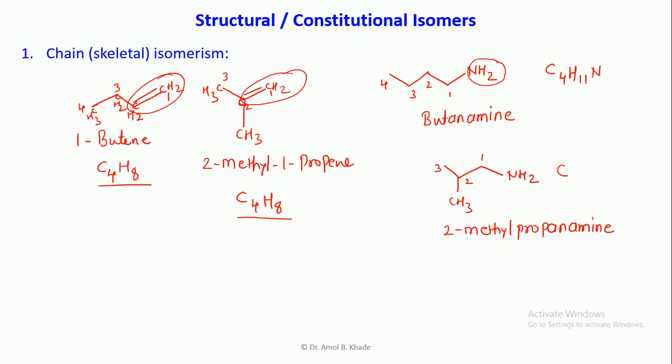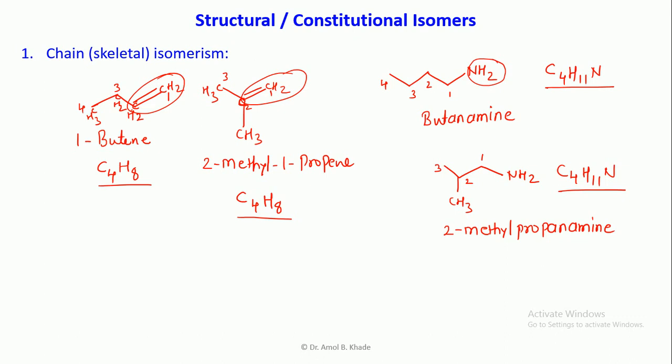Here you can count the number of carbon atoms are 4, then count the number of hydrogen atoms, 3 plus 3 is 6. Okay, there is 1 here, 7, 8, 9, 10, 11. So there are 11 hydrogens and 1 nitrogen. So C4H11N, C4H11N. So butanamine and 2-methylpropanamine are the chain isomers of each other.